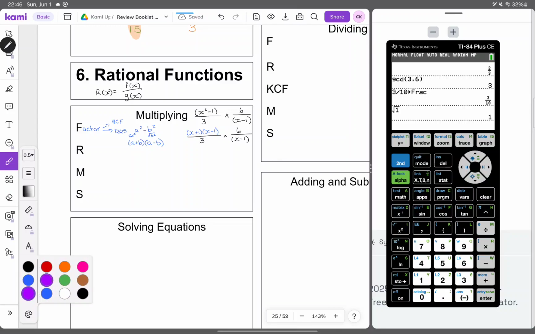All right, our next step, just like before, we are going to restrict. So we're going to find those NPVs. Again, NPVs are just going to come from the denominator. Obviously, this doesn't have a variable. There's no x here, so I can't find an NPV here. But I can from this one, so we're going to say that x minus 1 is not allowed to equal 0. Add 1 to both sides. x is not allowed to equal 1.